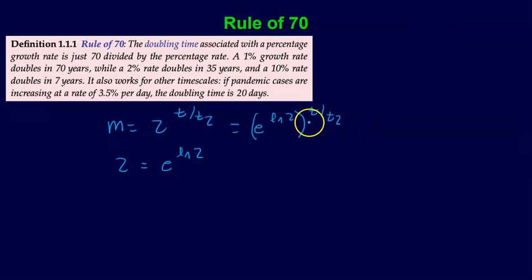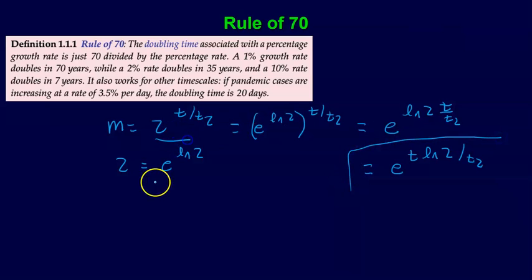And again, just from what we just talked about, when you have something to the power raised to a power, you just multiply those two powers together. So it's e to the natural log of 2 times t over t2. Now, we generally write it this way just because it's a little bit more pleasing to the eye, but it's the same thing. I just moved the t over here since the order of multiplication doesn't matter, and then kept the divided by t2 over here. Okay, so I did that with this formula.